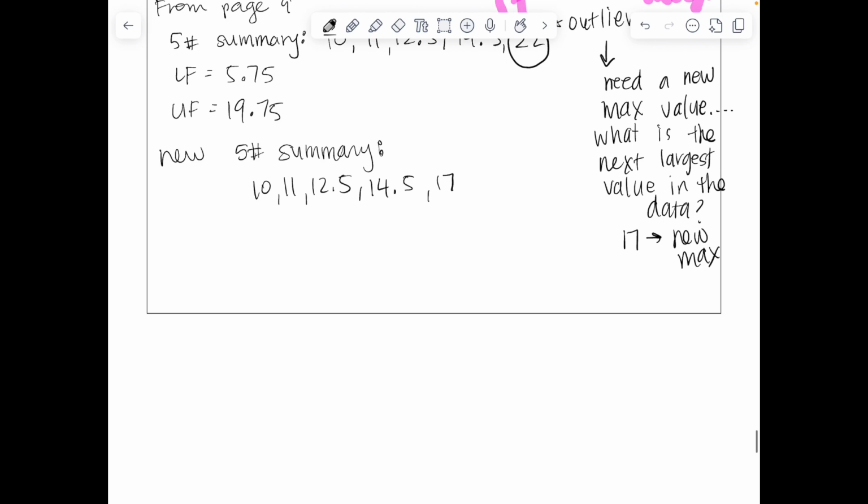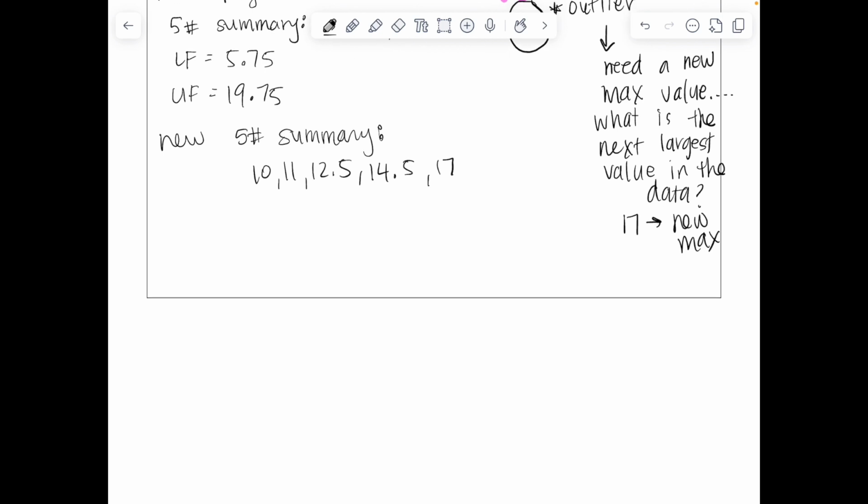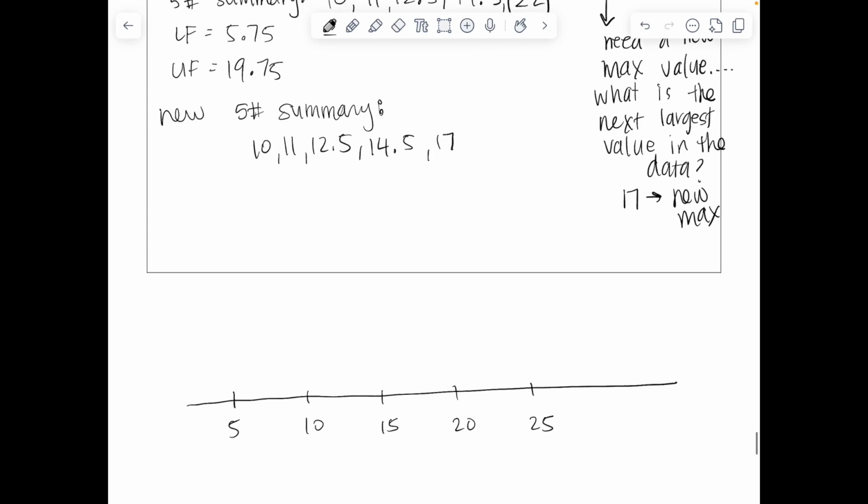So in order to graph this, I'm going to draw a number line. The smallest value that we have is that 5.75. The largest is that outlier at 22. So I'm going to start at 5 and count by 5s. So 5, 10, 15, 20, 25. And what is it that we're talking about with this problem? This is number of phone calls per day.